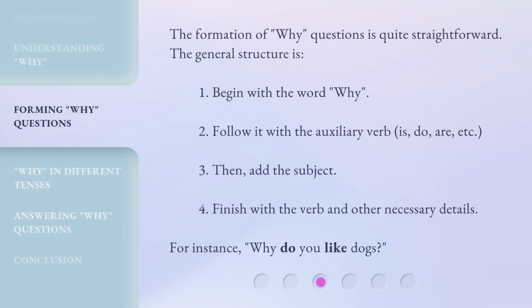The formation of why questions is quite straightforward. The general structure is: 1. Begin with the word why. 2. Follow it with the auxiliary verb: is, do, are, etc. 3. Then, add the subject. 4. Finish with the verb and other necessary details. For instance, why do you like dogs?